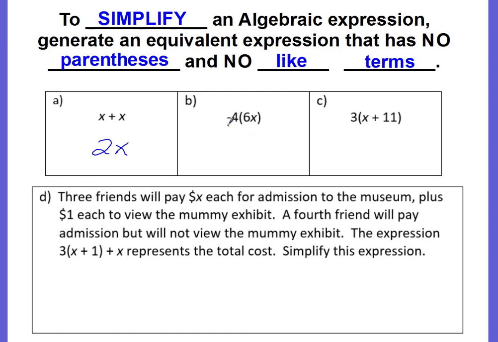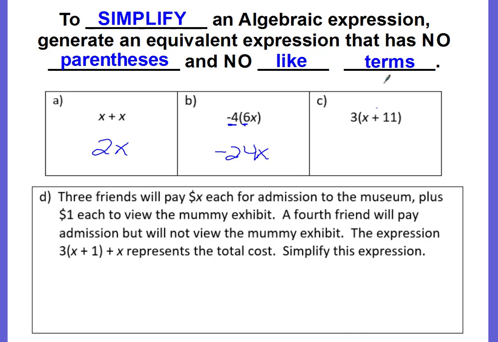Look at B. We have negative 4 times 6x. Do we have parentheses? Yes. Okay, now this isn't a distributing parentheses. This is just multiplication. We're multiplying negative 4 with the coefficient of x. So negative 4 times 6 is negative 24, and then don't forget to add the x there. Negative 24x.